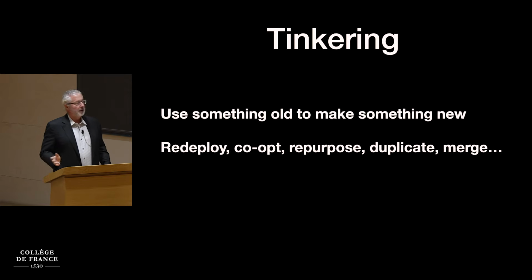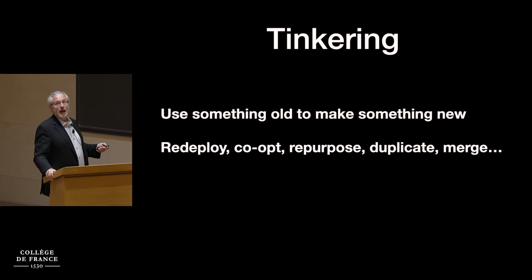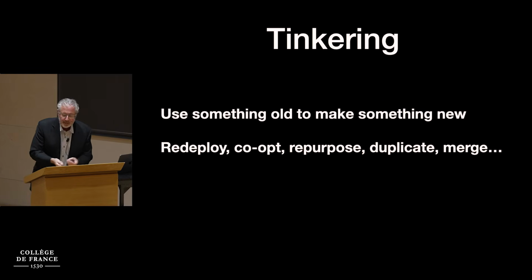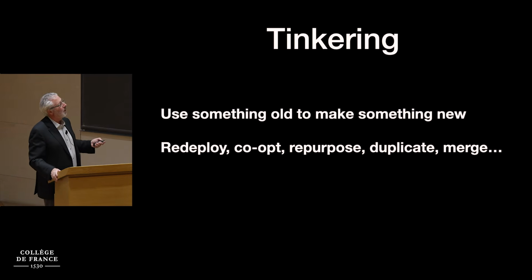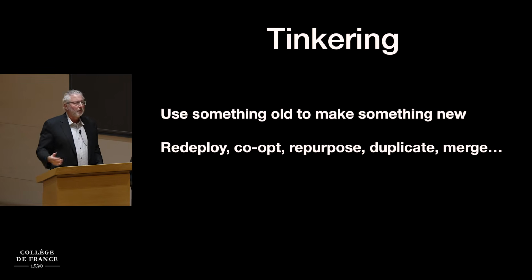So let's talk a little bit more about tinkering, and essentially what it means is using the old to create the new. And there are many ways that this can happen. Indeed, this could be a whole course. Something can be redeployed in a new context. It can be co-opted for a new reaction. It can be repurposed. It can be duplicated and changed as a result of duplication. Two different parts can merge together to make something new. You can imagine many different ways that this tinkering system can work, and indeed evolution has found and deployed all of them. Okay? What I want to do today is to talk about this co-option and redeployment piece, because we've already talked about it to some extent, and I want to take it a little further.